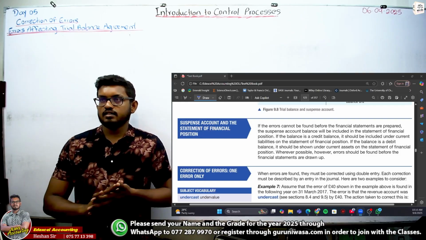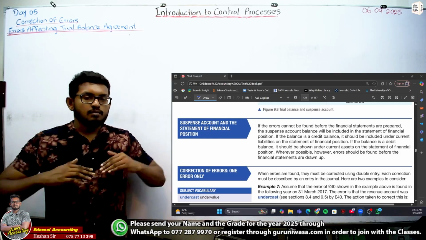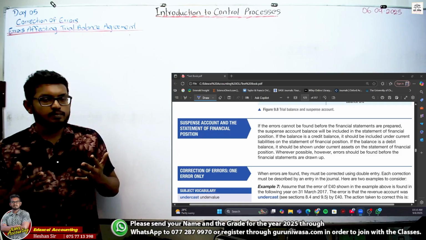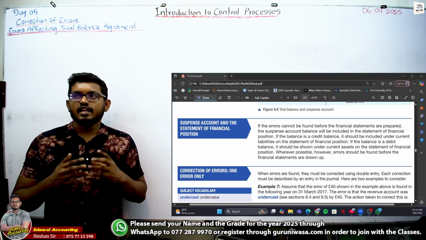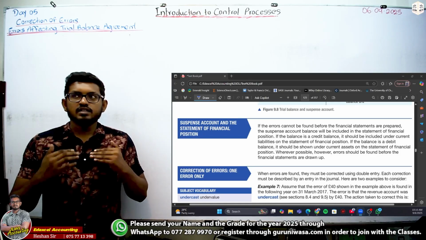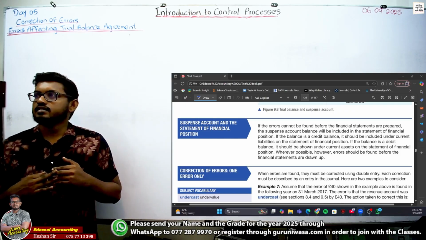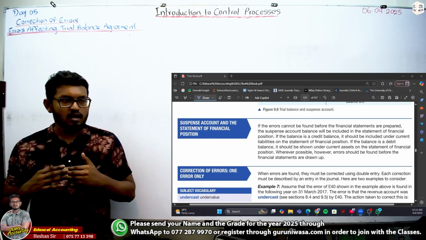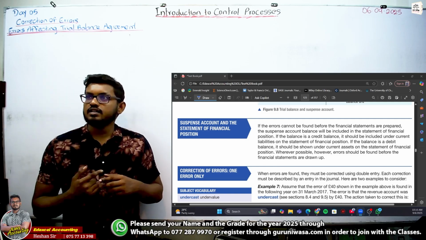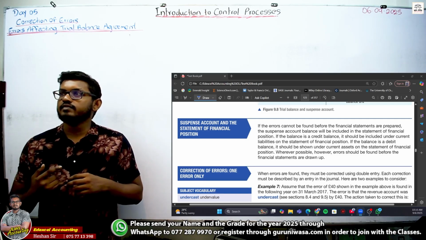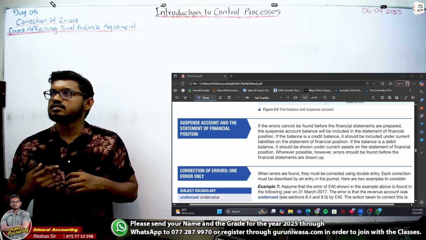I told you, by including assets, liabilities and equity, we prepare the SFP, the statement of financial position. So if the difference is on the debit side, the balance is a debit balance and we show it under current assets. If the balance is a credit balance, we show it under current liabilities, right?